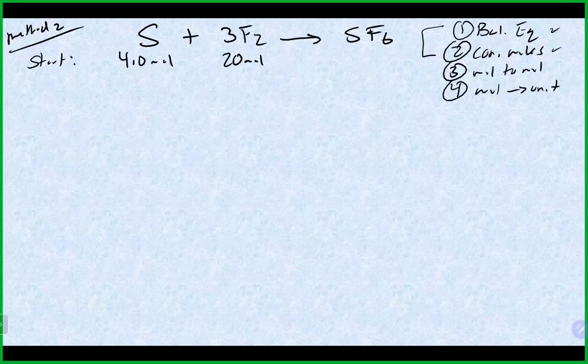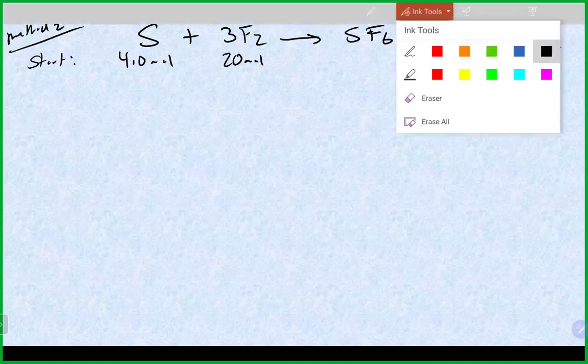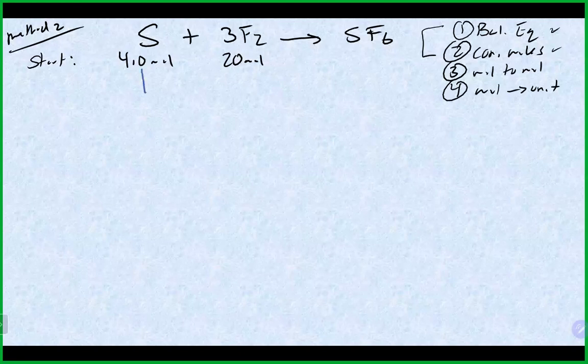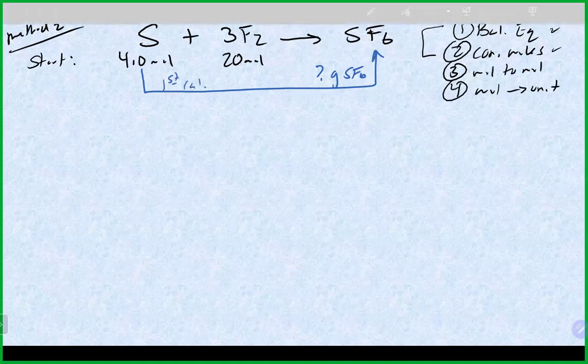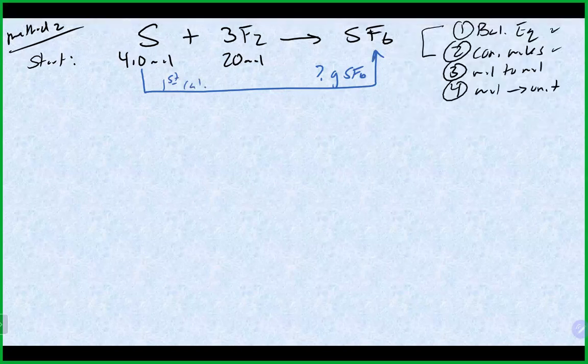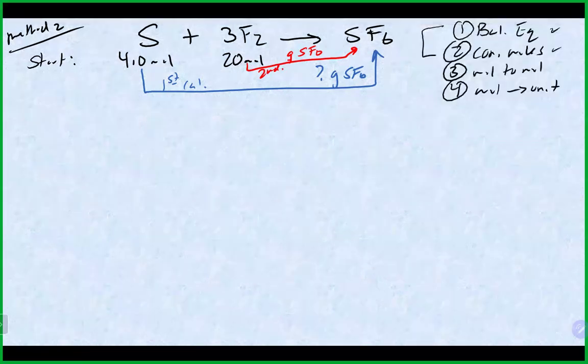So the first calculation would be you take your starting amount of sulfur and you figure out how many grams it makes of our product. That would be your first calculation. And then your second calculation would be to go to the other reactant and basically figure out how many grams of SF6 you would produce. That would be your second calculation. So if we did our first calculation here, starting with our first moles, we would take our 4 moles of sulfur.